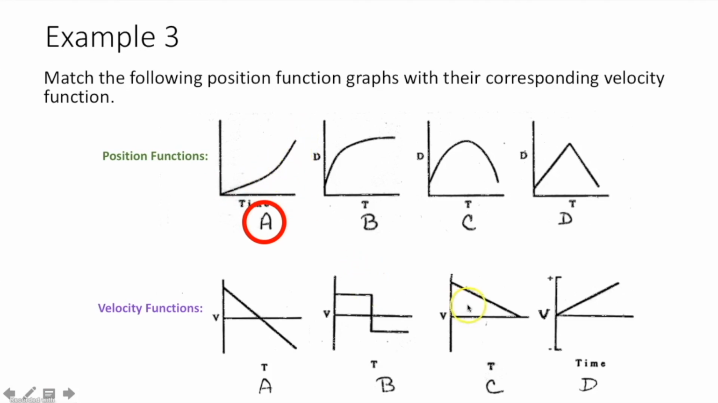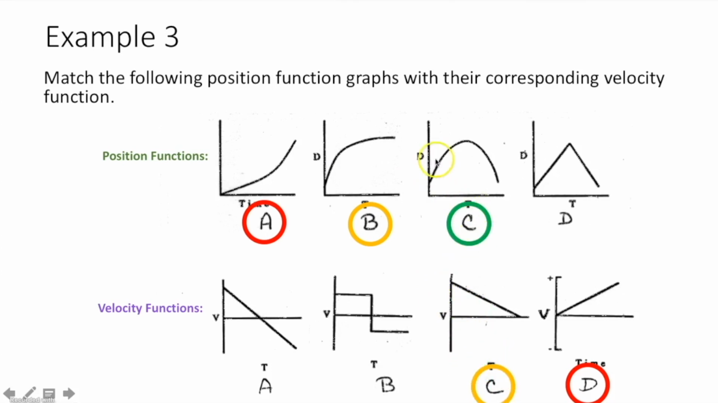So which y values get more and more positive as time increases? That would be this one right here. Your y values get more and more positive as time increases. So that matches with D. For B, we have the slopes of our tangent line start off very positive and then get more and more and more towards 0 as time increases. So which y value starts off positive and gets more and more and more towards 0? That would have to be C right here.